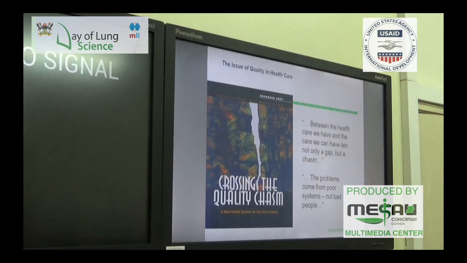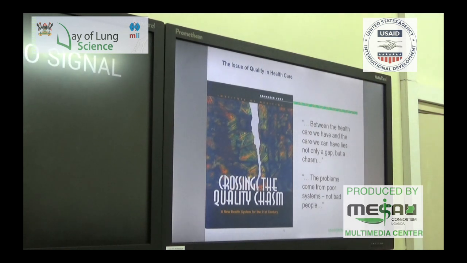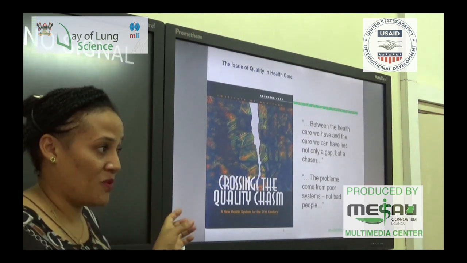This was a study carried out, a book actually published by the Institute of Medicine, and they were looking at the issues around quality healthcare. This is a quote from this book that says, between the healthcare we have and the care we can have, lies not only a gap, but a chasm, and the problems come from poor systems, not bad people.